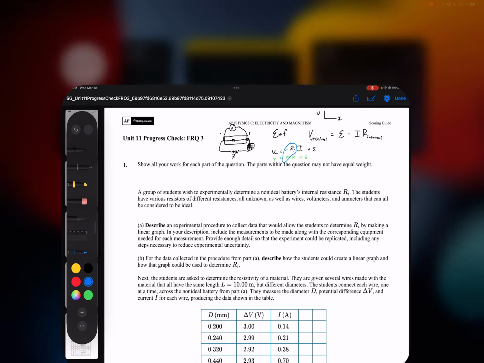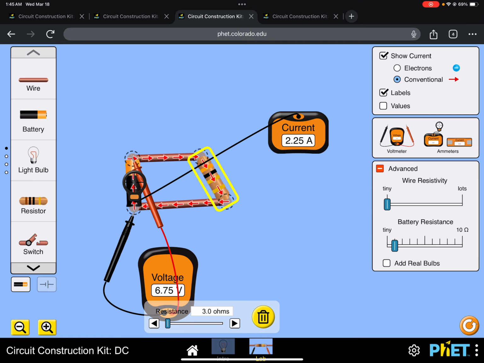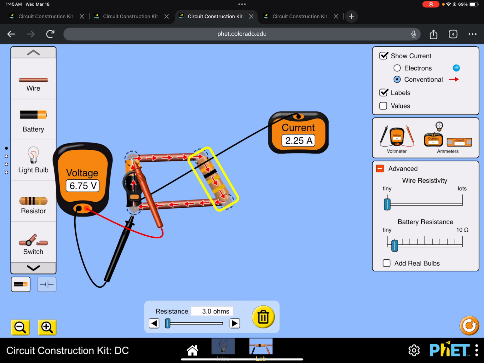Just to clarify again with the simulation, right? So here, what we would be doing is we would take these readings from the voltmeter. Say this is the first resistor you set up in your experiment. All right, we have a resistor of 3 ohms, and we see that the voltage at the terminal of the battery is 6.75 volts, and the current going through it is 2.25 amps. And as I change the resistance, so now I put a 4 ohm resistor, these are the values I get, plot it. I put a 5 ohm resistor, those are the values I get, plot it. And then when you plot all these values and take the slope, that's going to give you the internal resistance of the battery.